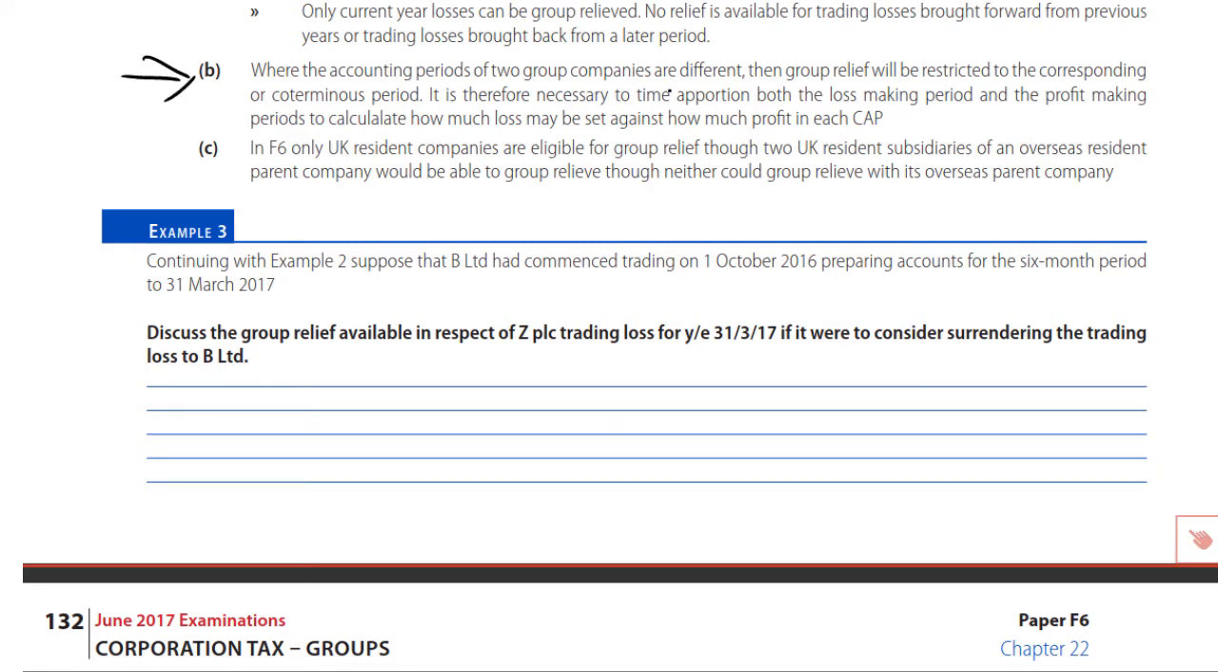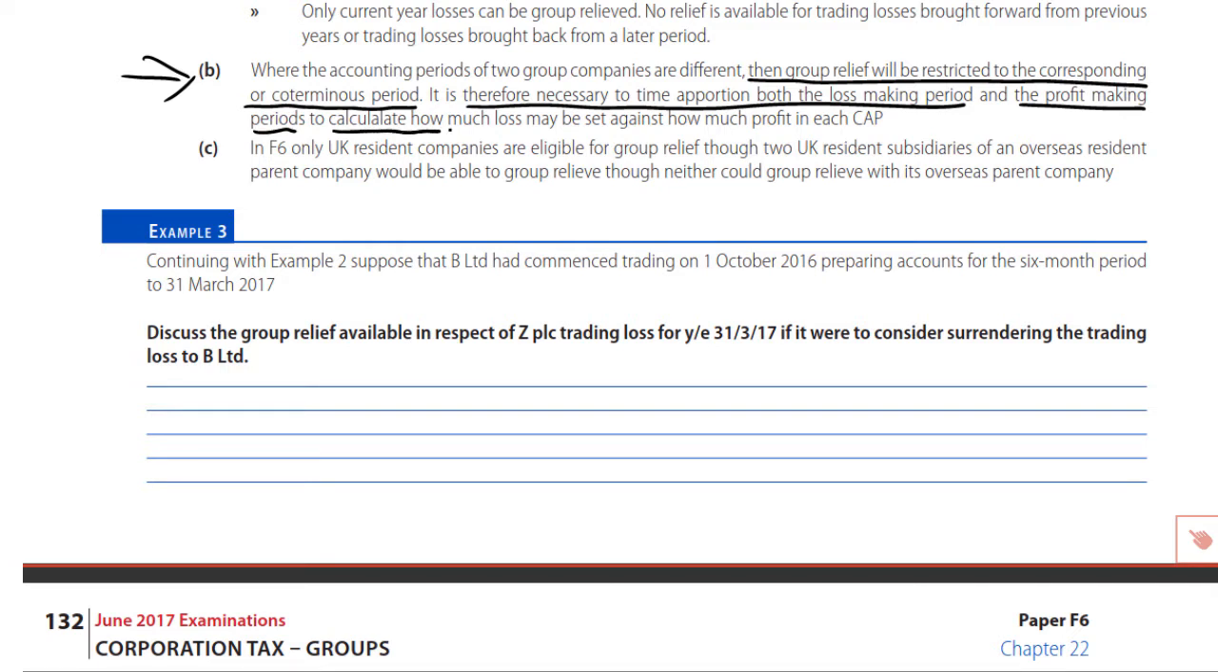Where the accounting periods of two group companies are different, then group relief will be restricted to the corresponding, or as we may call it, the coterminous period. So what we've got to do, it's going to be necessary to time apportion both the loss-making period and the profit-making periods to calculate how much loss may be set off against how much profit in each chargeable accounting period. We've got to work out what is the corresponding period.